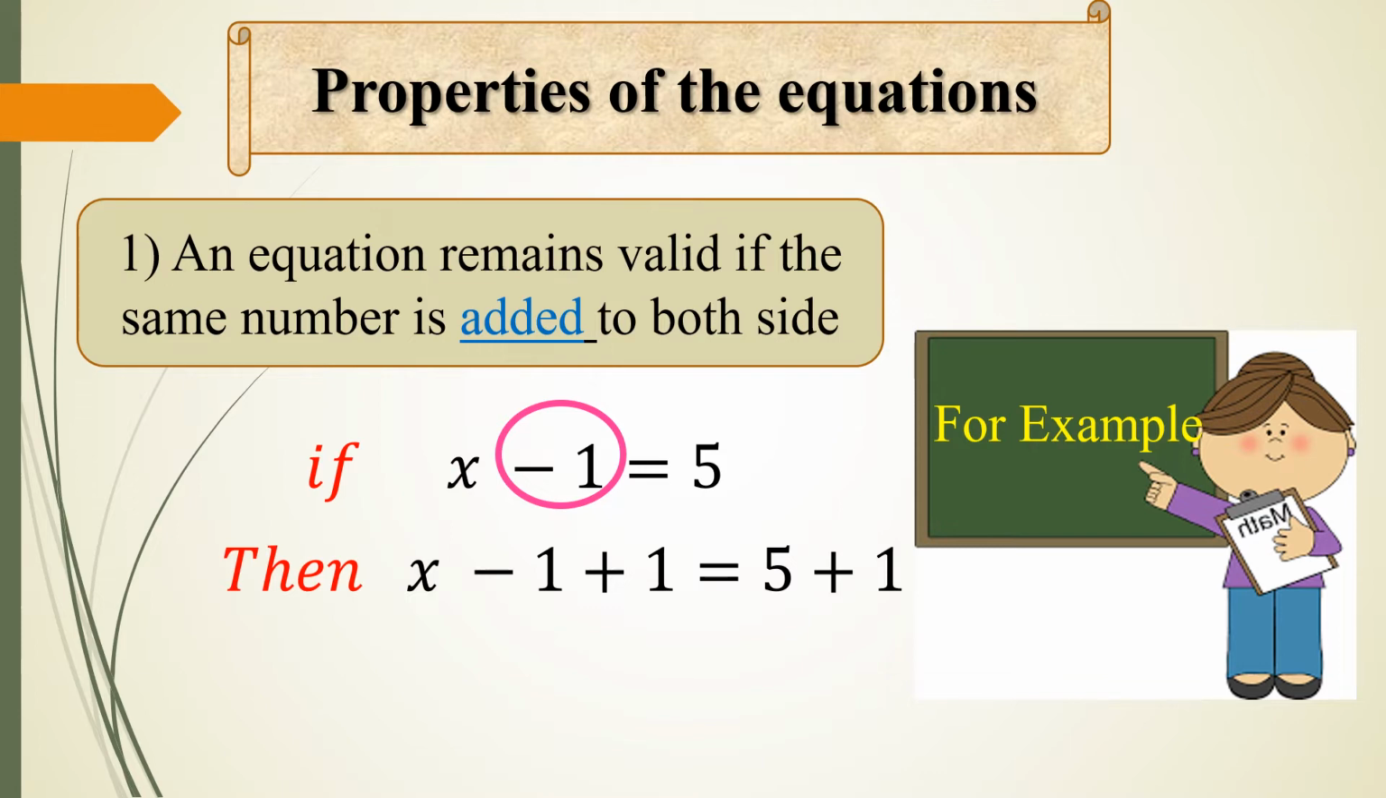I added 1 to both sides, left hand side and right hand side. So here minus 1 plus 1, I will cancel this because any number plus its inverse equals 0. So the left hand side will be x and the right hand side will be 5 plus 1 equals 6. So x equals 6.